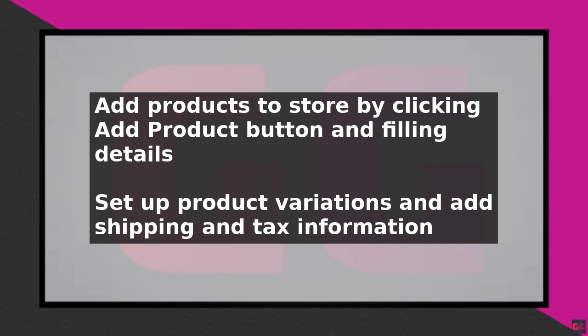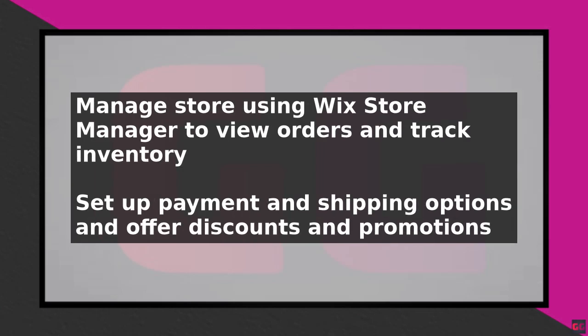To set up payment options, go to the Payment section of the Wix Store Manager and choose from a variety of payment providers, such as PayPal or credit cards. Make sure to set up shipping options as well, including shipping rates and estimated delivery times.